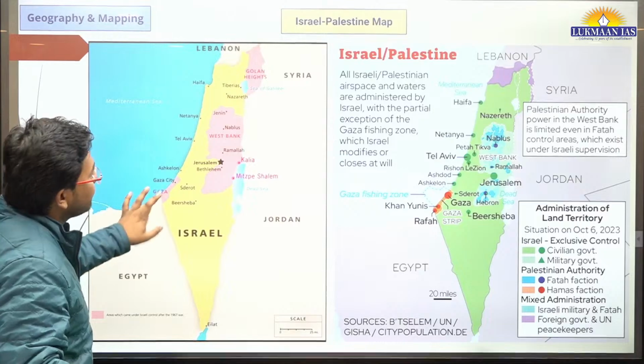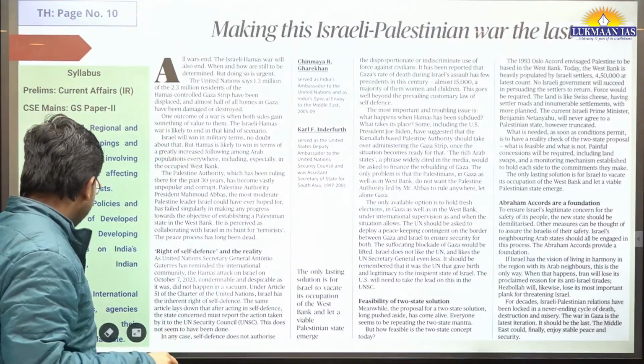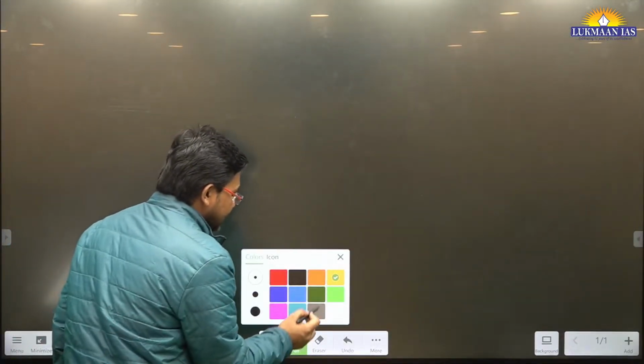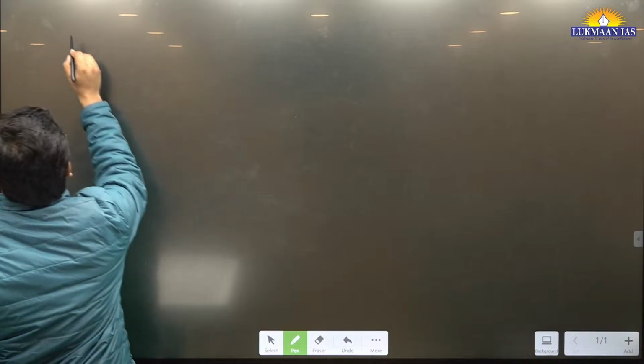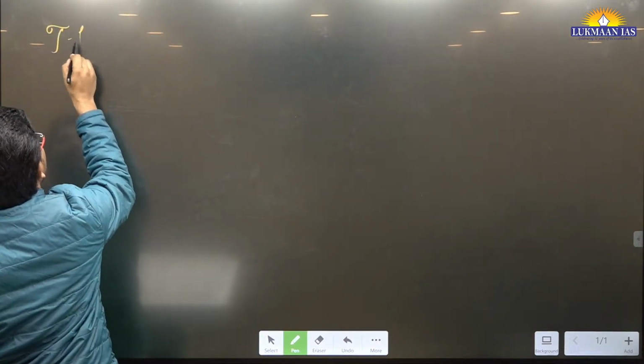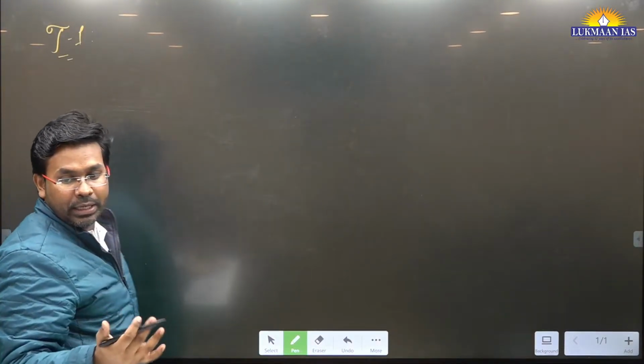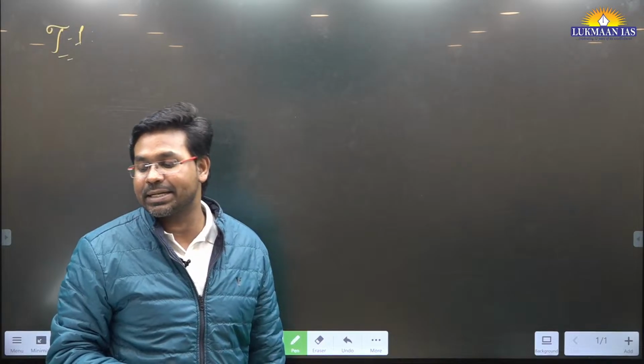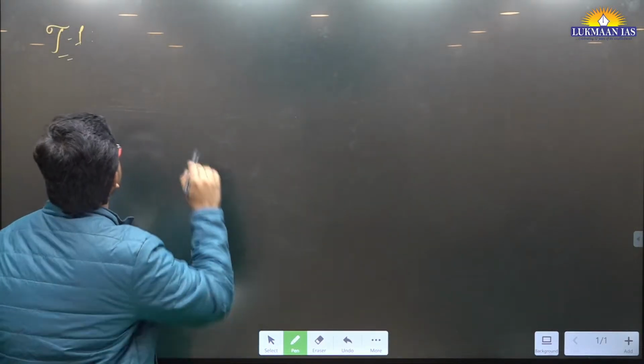So now let us quickly understand this article. To understand it, I will write some important information related to the article. The name of the article is Making This Israeli-Palestinian War the Last.